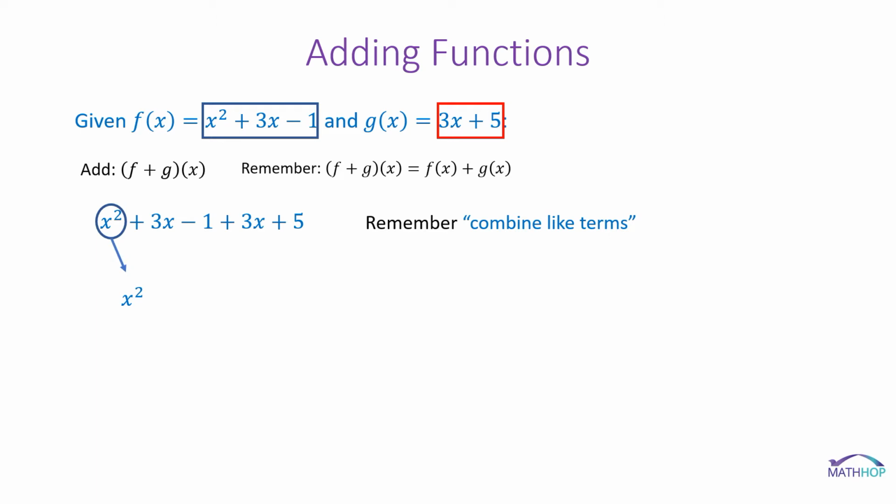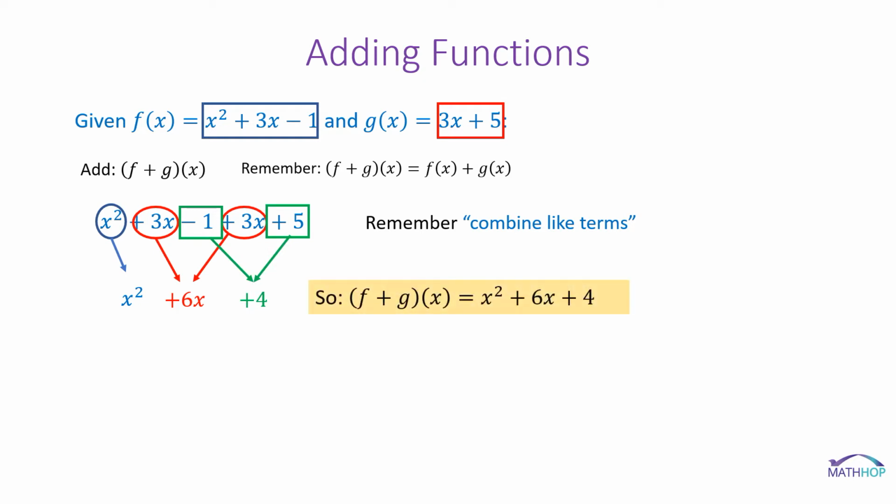Let's look at our linear terms, our x terms. We have a 3x and a 3x, both positive. 3x plus 3x is 6x. Now let's look at our numbers. We have a -1 and positive 5. When we add them, we get positive 4. So f plus g of x is x squared plus 6x plus 4.